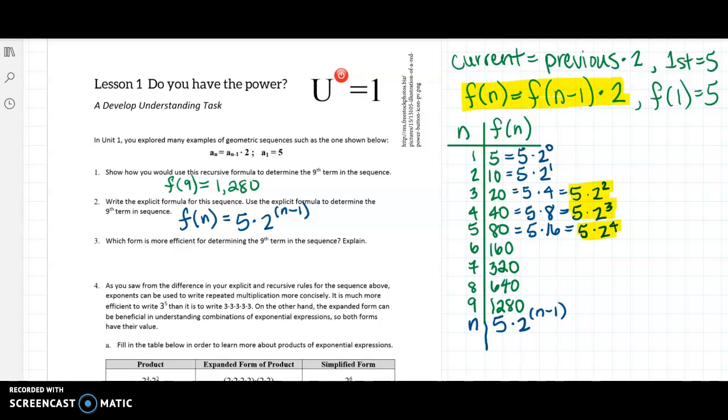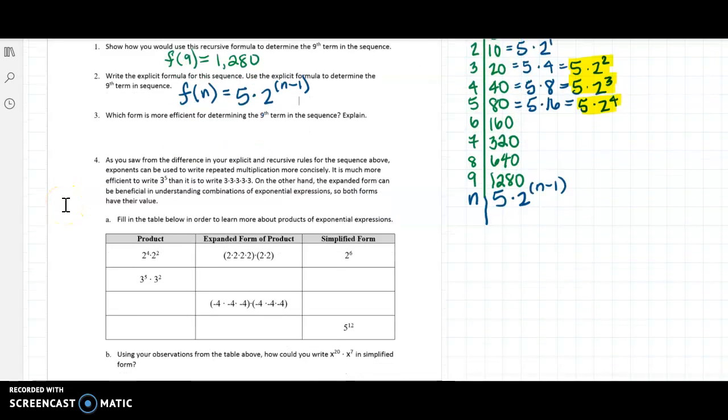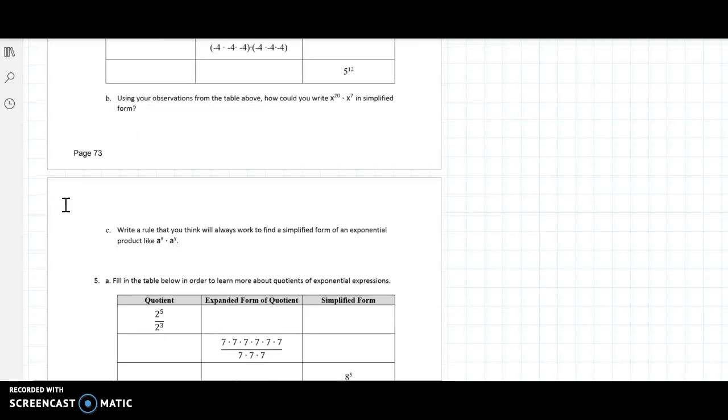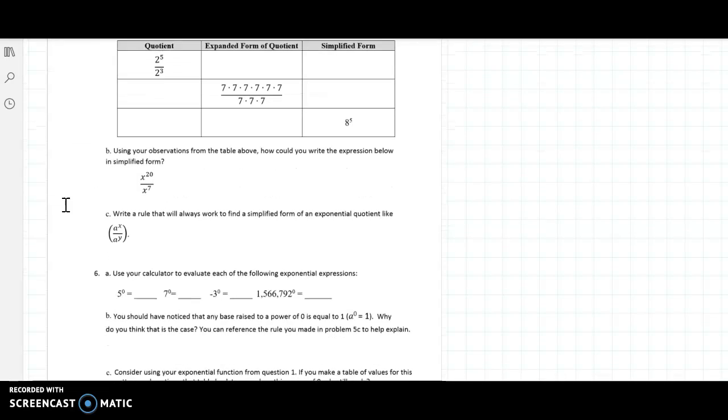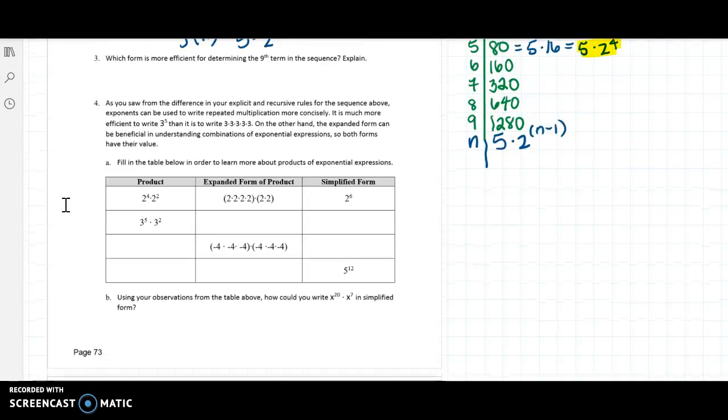On your own, answer question number 3. Which form is more efficient for determining the 9th term in the sequence? Explain why you feel that way. Then begin questions 4, 5, and 6 and bring them to class so we can start our discussion.